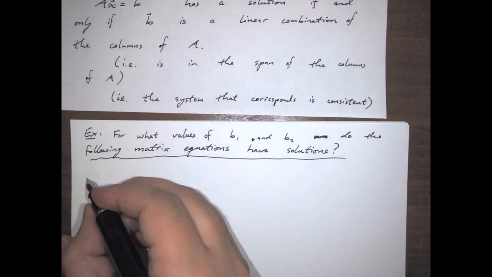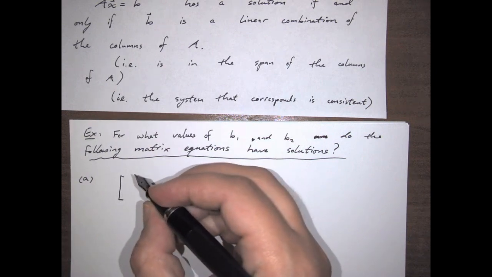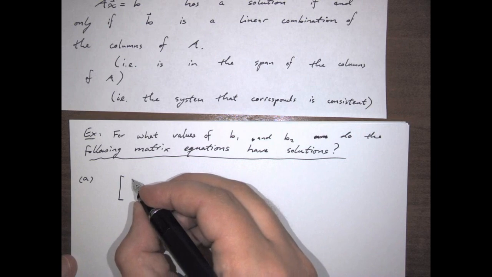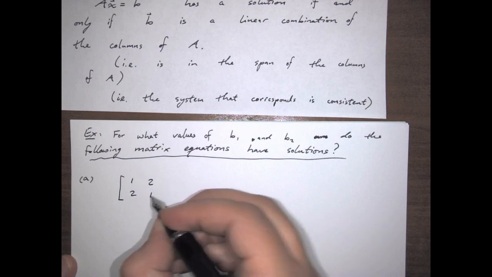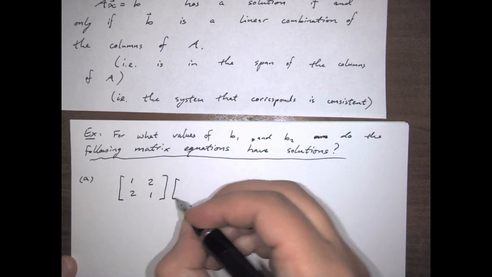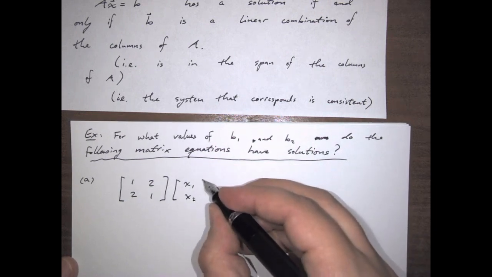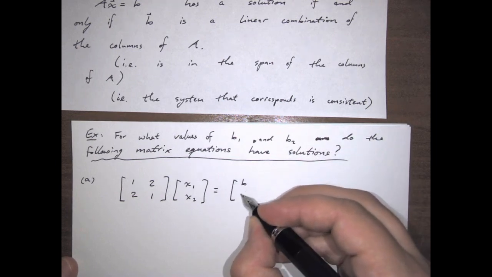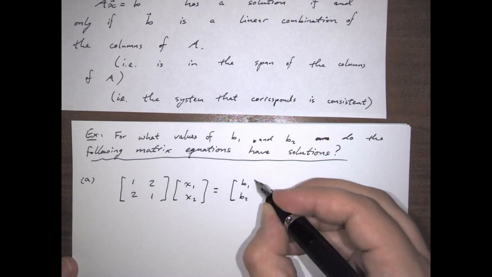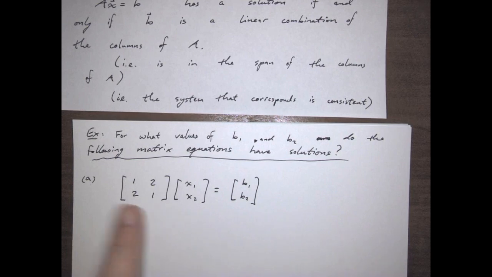And here's how this is going to go. So example A, we're going to have a matrix A, which is going to be, let's say, 1, 2, 2, 1, times x1, x2, is equal to b1, b2. So this is going to be example A, and then for example B, the change we're going to make is to this matrix right here.